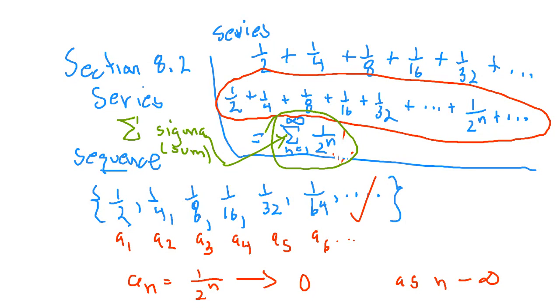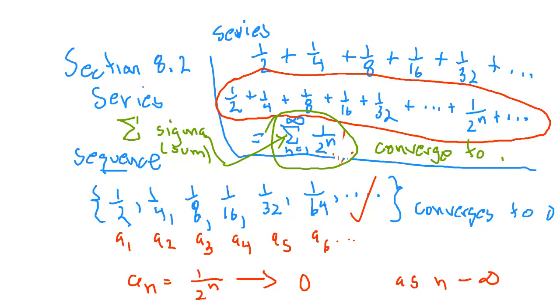So just like we're interested if sequences converge to a number, we're also interested in whether a series converges. So we know that the sequence here converges to 0. We know that. But what about the series? Does the series converge to 0?